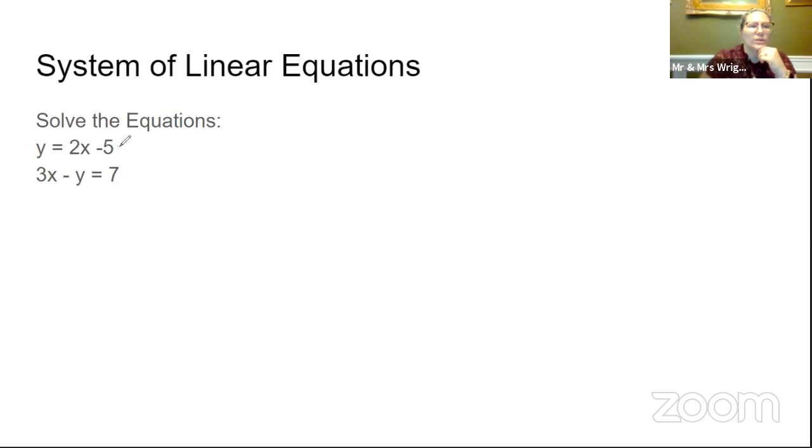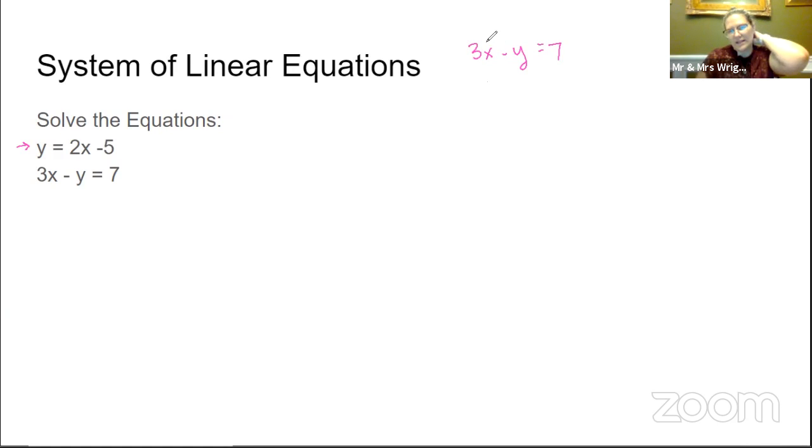Welcome back. So we already have this one in y equals format. So let's get this second equation in y equals format: 3x minus y equals 7. So I have y here. I want to get it by itself. So what's happening right here? I'm having this 3x kind of added on to the y. So it's a plus 3x up here. So in order to undo it, I have to subtract 3x from both sides. So I'm going to get negative y equals 7 minus 3x.